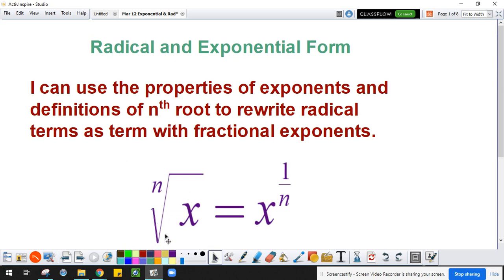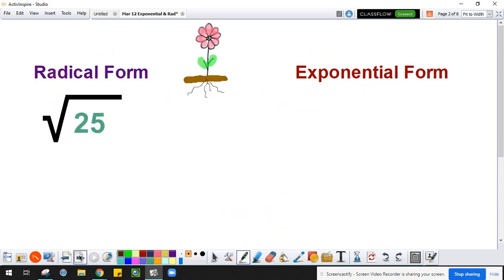This is a radical term. This is a term with a fractional exponent. So we're going to start off with the radical form, the square root of 25. And you would never leave square root of 25 as an answer because we know the square root of 25 is 5. But we're going to practice rewriting that in exponential form. We know the exponent on our 25 is a 1. It's an understood 1. And we also know that our understood root in a radical is a 2.